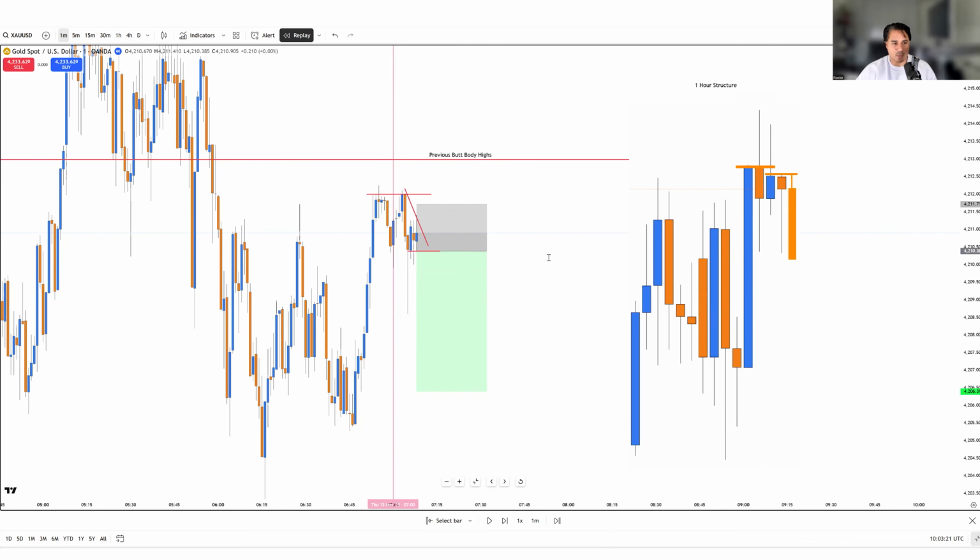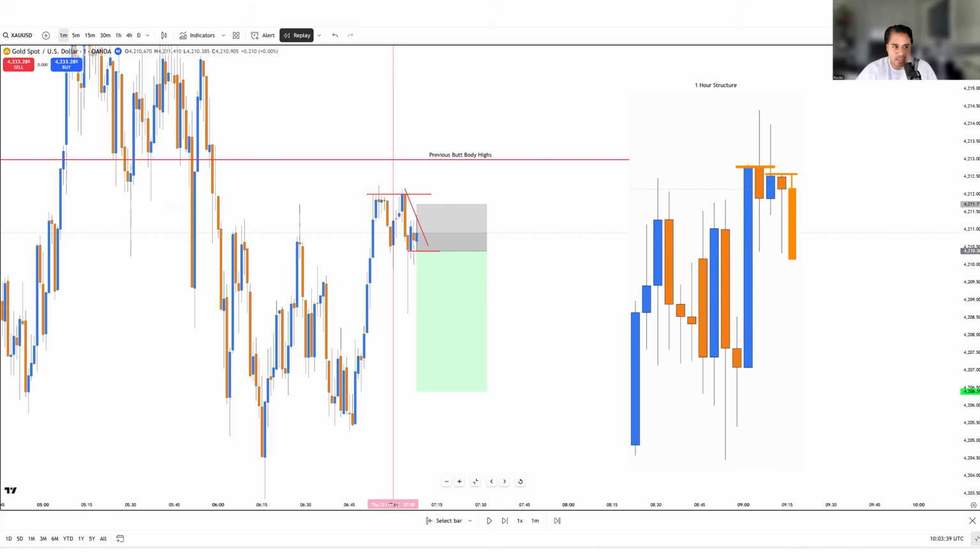Now, what this means, when you see multiple butt body closes, it just simply means one thing. Price is compressing into a microstructure, not trending. So that simply means that there is no directional bias here on this 1H structure.